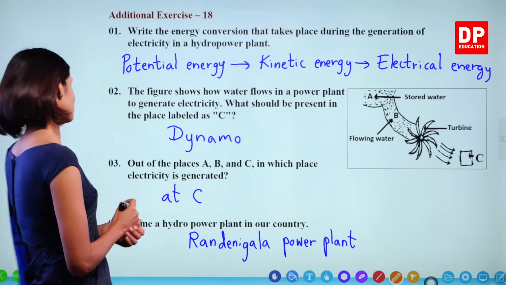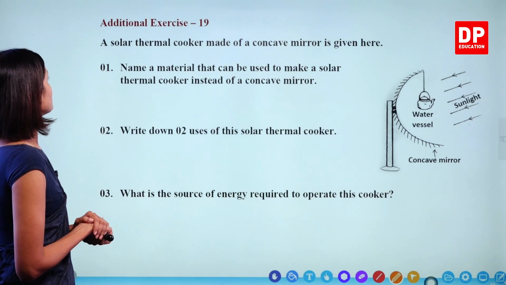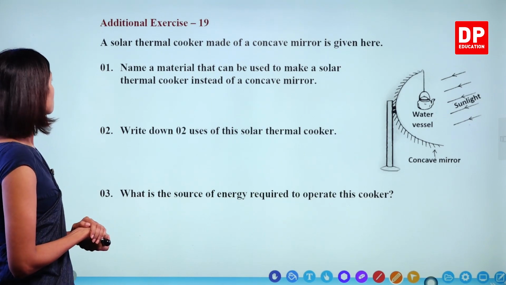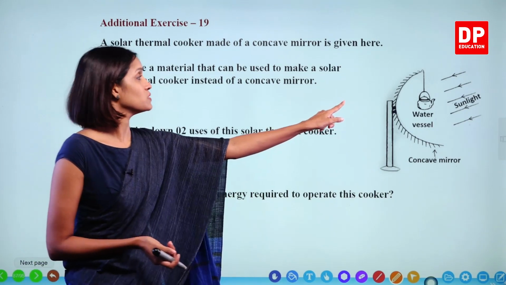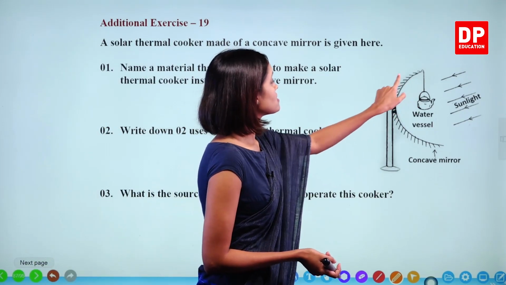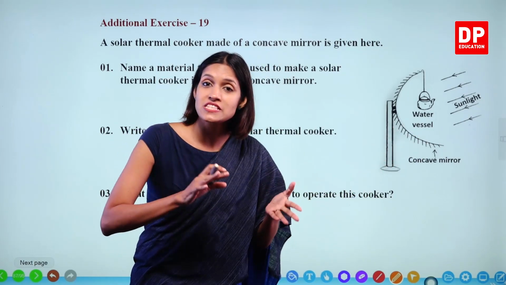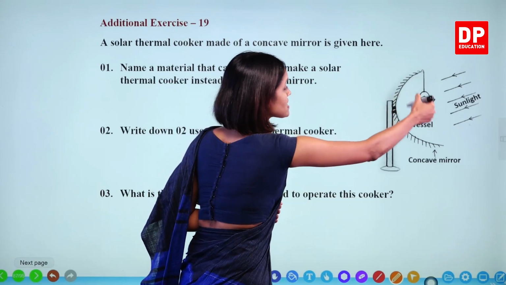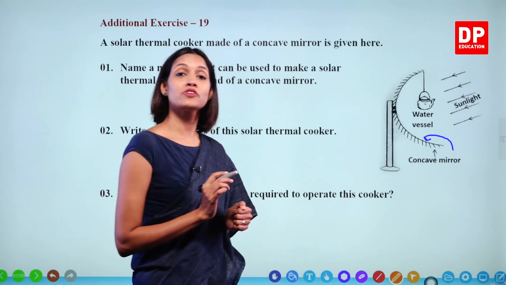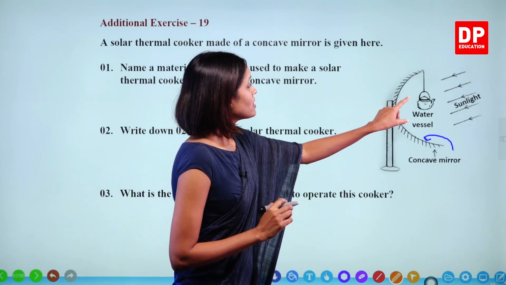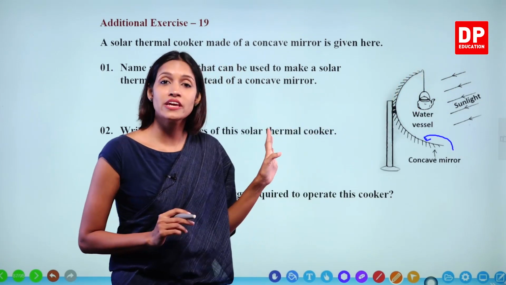Okay, children? Right. Next one. Exercise 19. The solar thermal cooker made of a concave mirror is given here. Look at this picture. Now, this is the concave mirror. You all know that mirror has a shiny side. So, this is the shiny side, this is the concave side. Now, this side is the shiny side. Okay, children? So, you all can see sunlight falls onto the shiny side of the concave mirror.